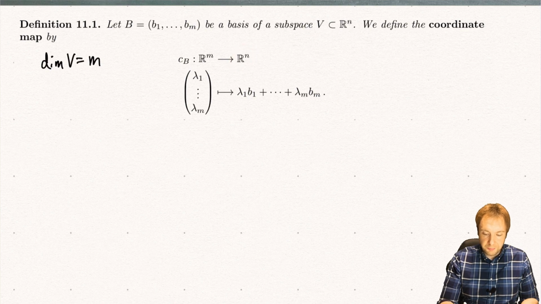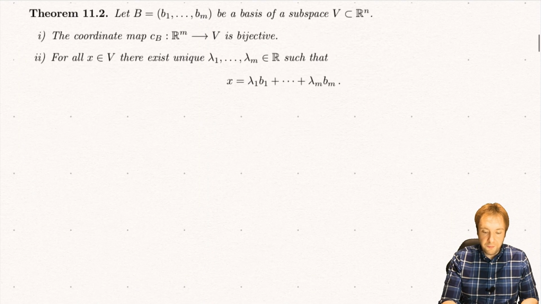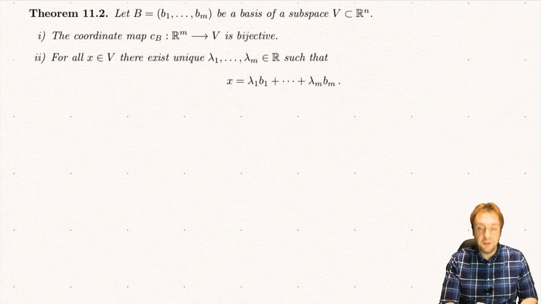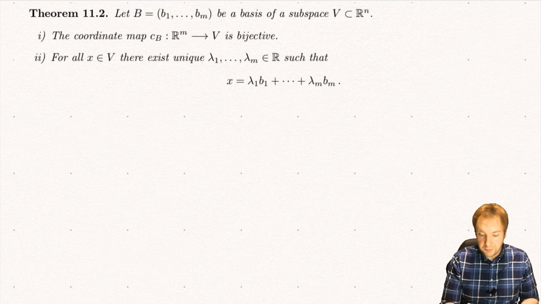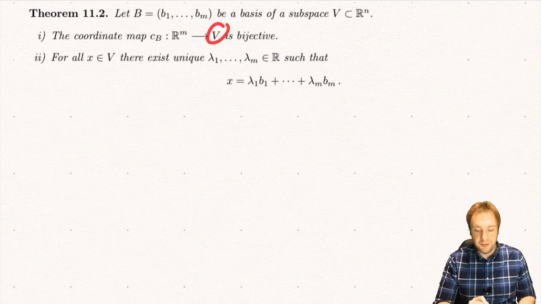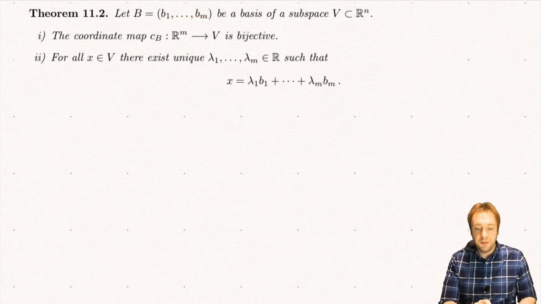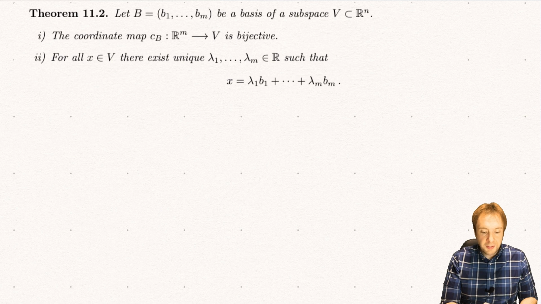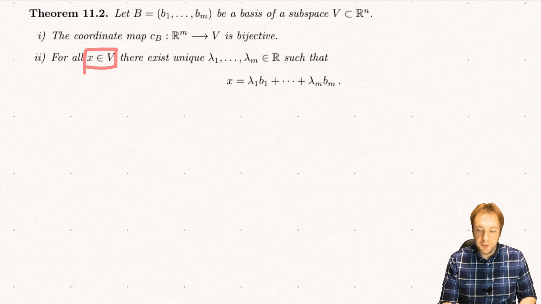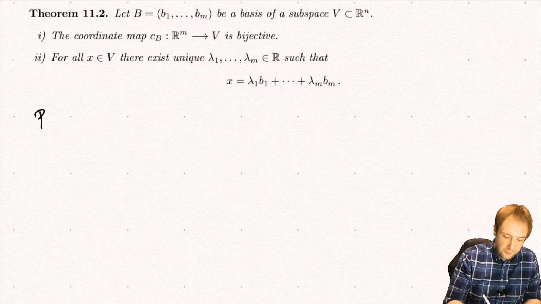So the image of this map is exactly V, and therefore if we consider this map now as a map from Rm to V, then this map is actually bijective. Clearly it's surjective, because, as I just mentioned, the image is exactly the span of these vectors B, but the statement here is that it's also injective. And then the second statement, which is actually just a reformulation of the first statement, is that for any vector x in the subspace V, we can find unique numbers lambda 1 up to lambda m, such that this x is the linear combination of these basis elements. Okay, so let's prove this.